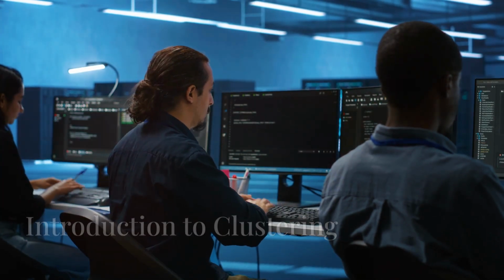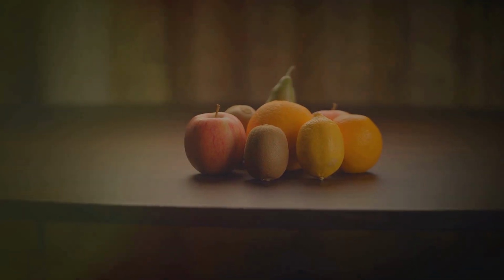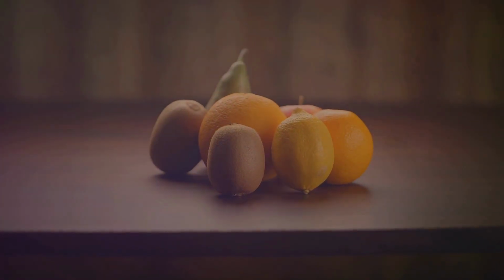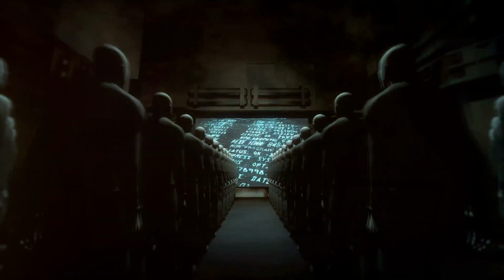Clustering is a technique used to group similar data points together. Imagine you have mixed fruits, and you want to sort them into groups like apples, oranges, and bananas. Clustering algorithms help us do this automatically by finding patterns and similarities in the data.